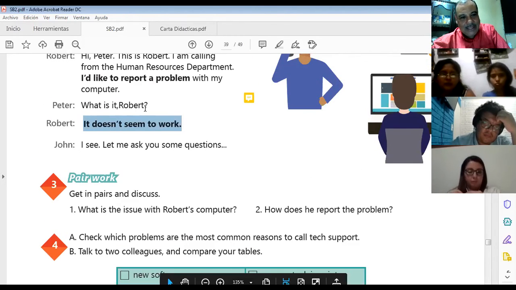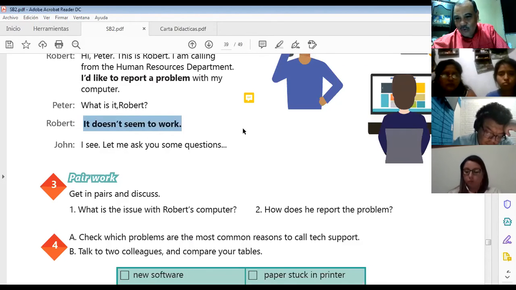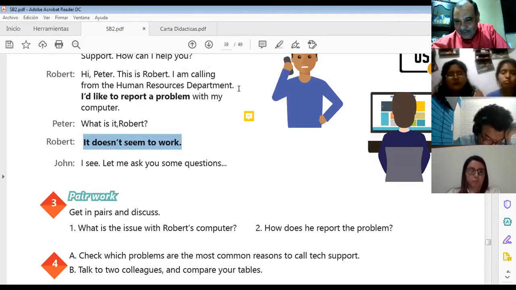What is the problem? What is it? Carlos, I have a virus. Okay? Or I have no internet access. ¿Está clear? Eso es lo único que va a cambiar, esta parte de aquí. El resto va a ser lo mismo. Lo único que va a cambiar son sus nombres y el departamento. Use su departamento. ¿Ok? ¿Está clear? Ok. Pues van a hacer dos veces.